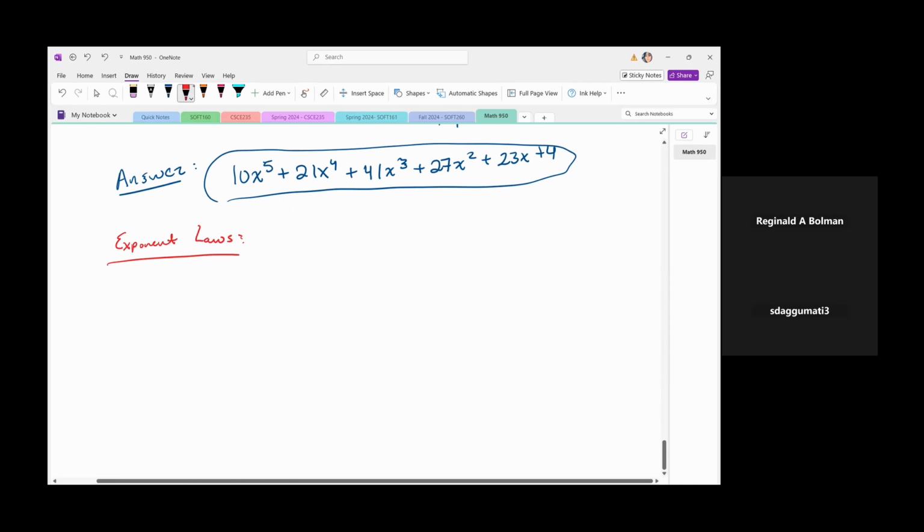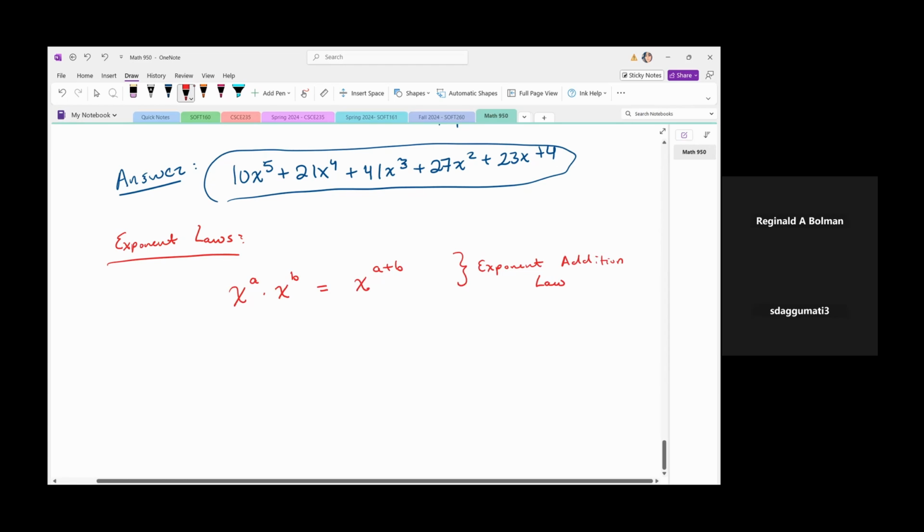Okay, recall from your lower level high school courses, or your Math 900, that whenever you take a number and raise it to a power, and then you multiply it with a number raised to the same power, that you add the exponents. This is called the exponent addition law.